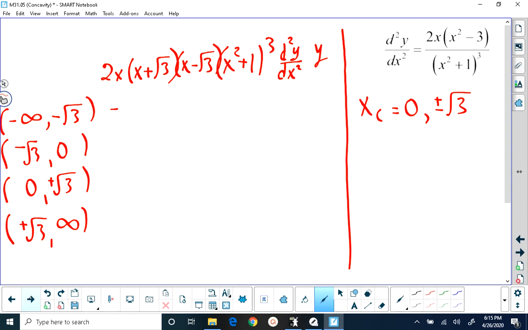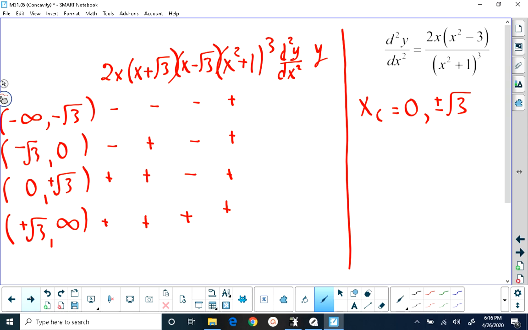2x is negative in these two intervals. As soon as we pass 0, it becomes positive. x plus root 3 is negative, and then when we pass the 0 of that factor, which is negative root 3, it becomes positive. x minus root 3 will be negative until we pass the 0 of x minus root 3, which is root 3. Then the factor becomes positive. x squared plus 1 cubed is positive everywhere because x squared plus 1 will be positive.